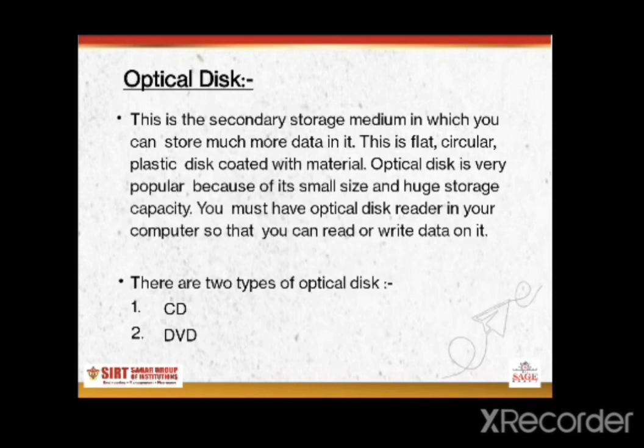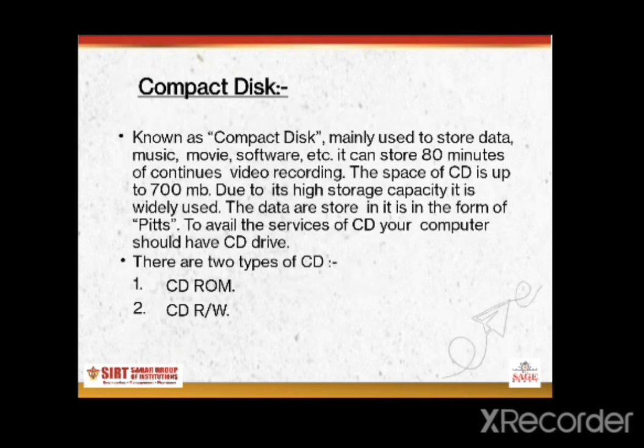And if I'm talking about the optical disk, again it is a storage medium, called secondary storage memory. It can store data in large amounts, and it is divided into two parts, that is CD and DVD. The CD is known as compact disk, mainly used to store data. It can store 80 minutes of continuous video recording. The space of a CD is up to 700 MB. Due to its high storage capacity, it is widely used, everywhere. It is divided into two parts, that is CD-ROM and CD read-write.